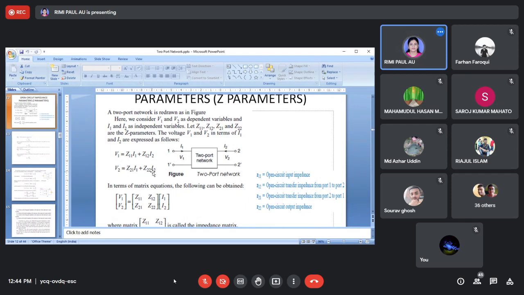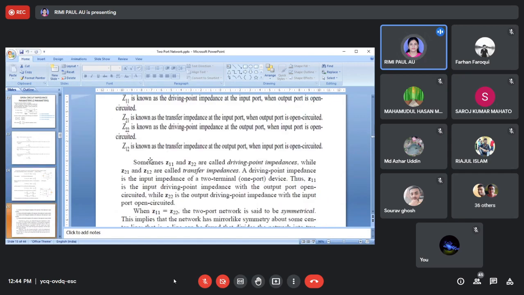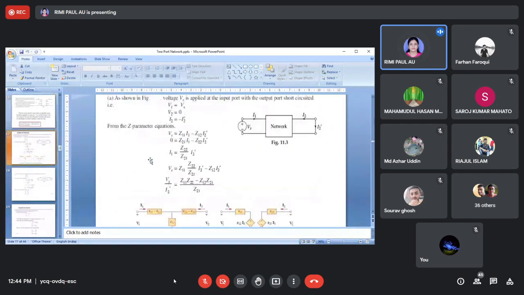You will see that in place of I2 we have substituted minus I2 prime, and V2 is equal to 0. So if I bring I2 prime to this side, we get Z21 by Z22 I1. Now replace I2 prime here with Z21 by Z22, so we get Z11 I1 and Z12 Z21 I1 by Z22. You will do it for the rest of the parameters; I am telling you just for the first parameter case.